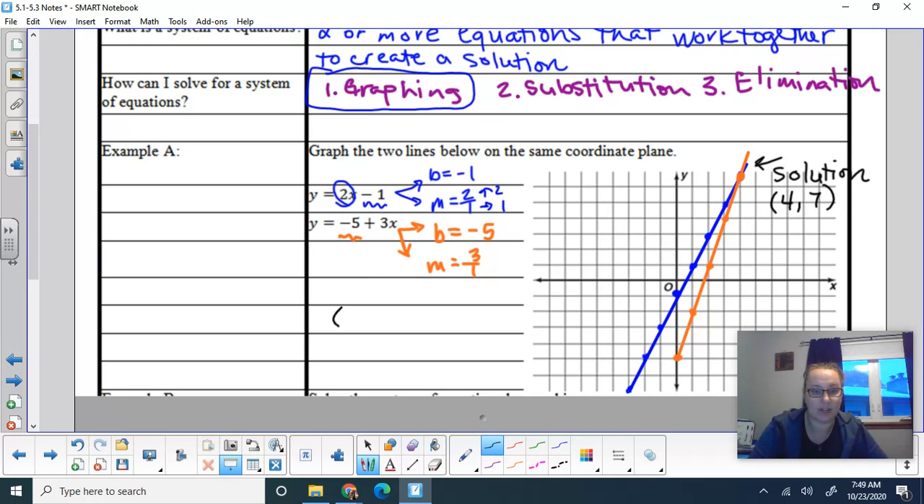And I can state that over here if I want to, so it's a little easier to read, but I wanted to make sure I showed you on the graph where I was getting that from. Awesome job. Let's go ahead and take a look at another one.